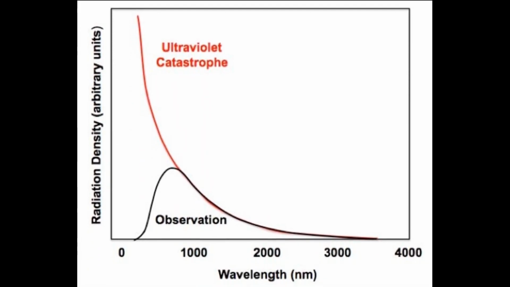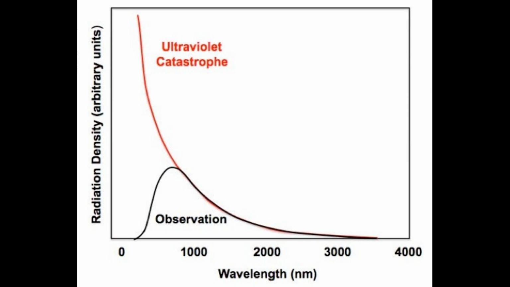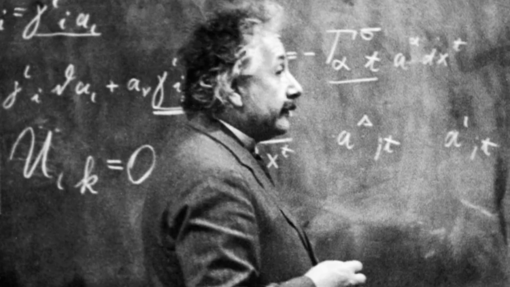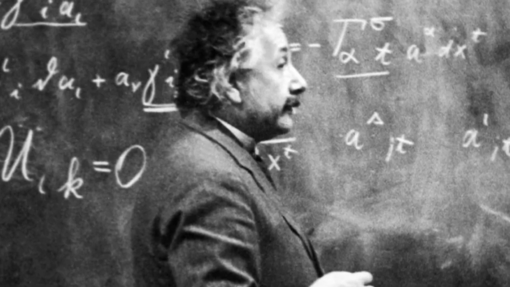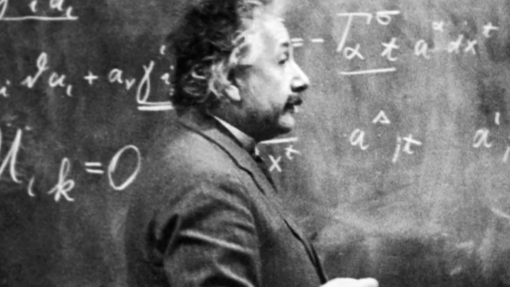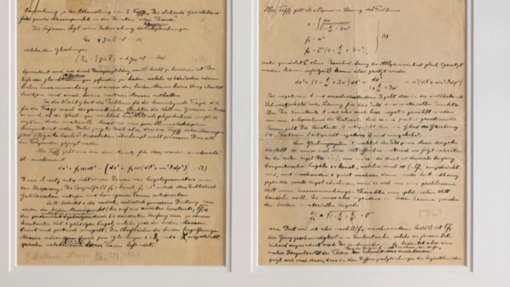One of the key challenges was the ultraviolet catastrophe, a problem in the understanding of blackbody radiation. Classical physics predicted infinite energy for high-frequency light, which didn't match observations. Einstein entered this scientific arena and, in 1905, published a series of papers that would reshape the field.